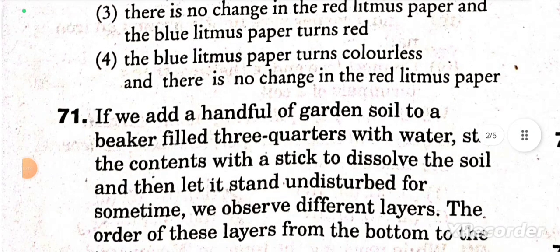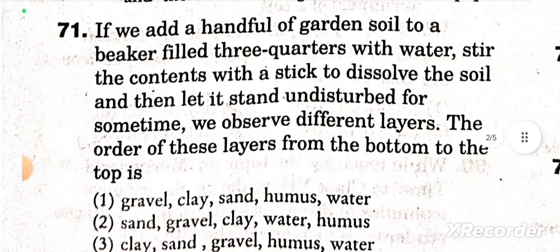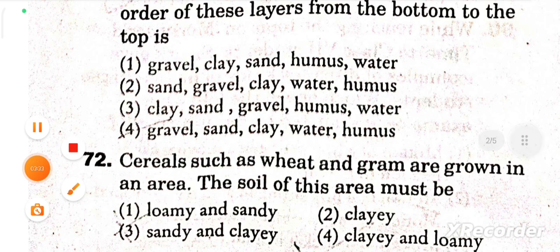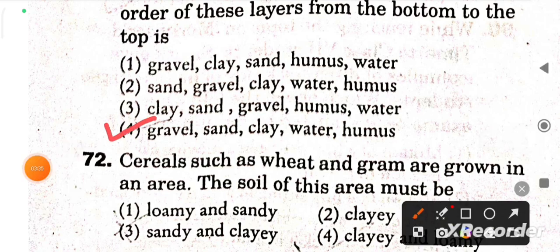Next question is, if we add a handful of garden soil to a beaker filled 3/4 with water, stir the contents with a stick to dissolve the soil and then let it stand undisturbed for some time, we observe different layers. The order of these layers from the bottom to the top is, so gravel, sand, clay, water, humus. Fourth one will be the correct option.